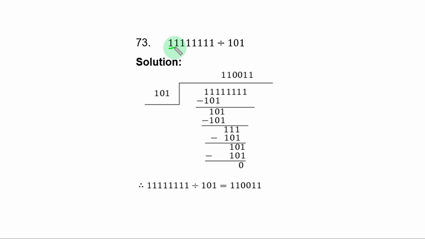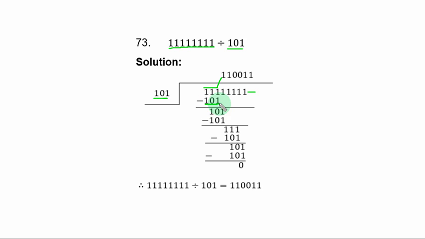We have 11111111 divided by 101. What you are dividing is inside the box, while the divisor is outside. So you divide this 1 first by 101, and you have this. When you multiply 1 by the divisor, you have this result.